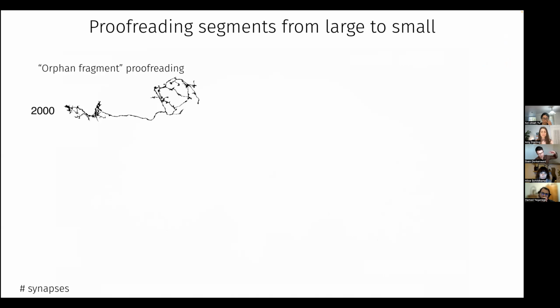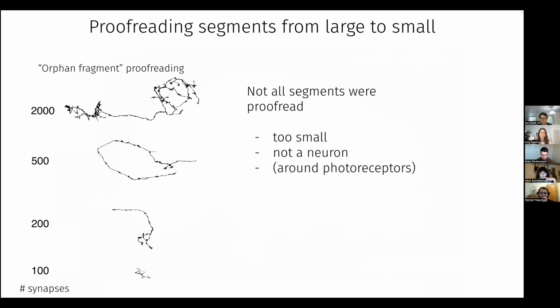The other important thing to cover with proofreading is that we proofread the data set by going basically from the largest segments to the smallest segments. But we stopped at a certain point because some things are just too small to actually cover, and that is very similar to the hemibrain data set, how that was proofread. The consequence of that is that not everything in this data set has been proofread. So there are segments in there that are too small, or that are not a neuron, they are trachea, they are glia, or any other thing. Those things have not necessarily been proofread.